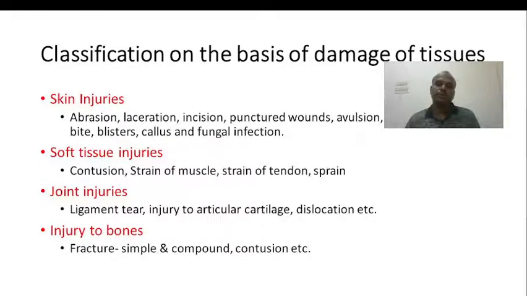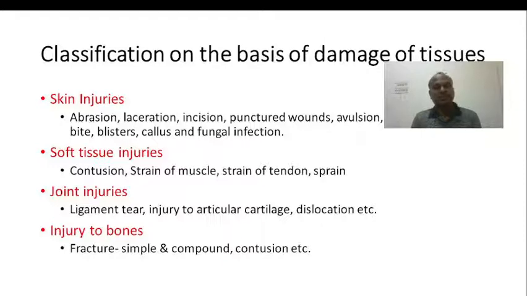So when the bones leave their normal place, and when they are forced to work beyond their limitations, and the ends of the bones are displaced, such injuries are called dislocations. And next we have injury to bones. There are fractures. Fractures are common in sports injuries, and there are simple fractures and compound fractures.